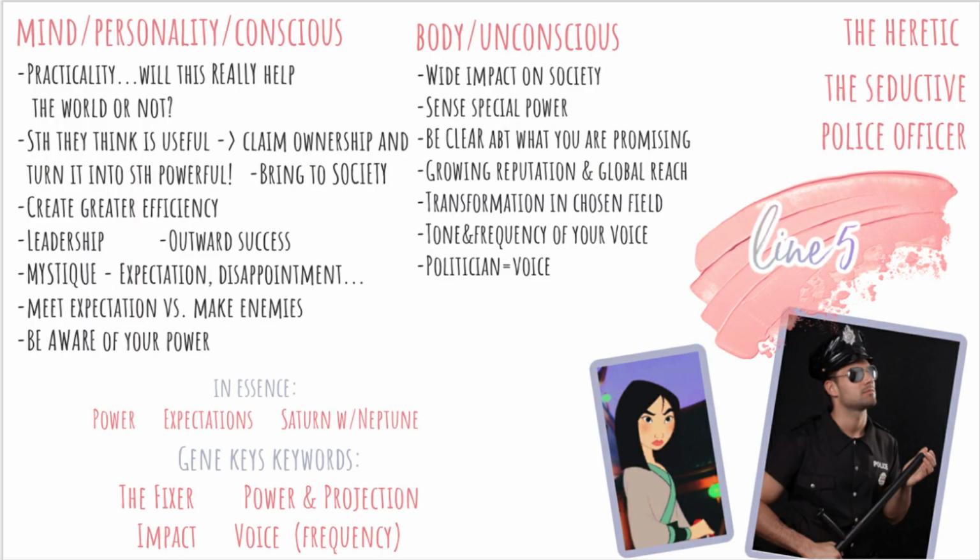Now, if you have the fifth line in your body, going to be a part of your radiance and your purpose in the gene keys, it means that your body has a wide impact on society. Just your body itself, there's something about it that people can sense a special power coming from the way that you present yourself. You have to be, with the fifth line in the body, be clear about the promises that you're making to people, because you have an ability to have a growing reputation and a global reach, and you want to be able to do that with something that you can uphold your promise to.